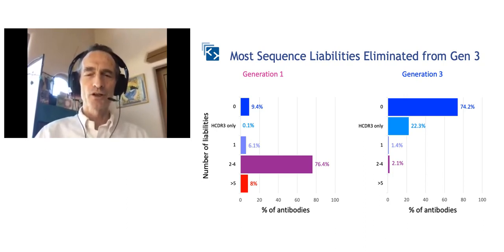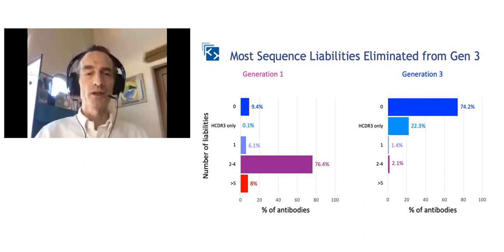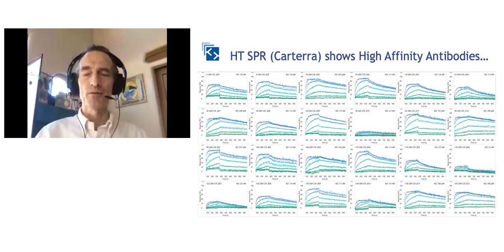One thing I forgot to mention was that we synthesize libraries exclusively for individual clients, and so each library is exclusive to that client. We only use the B cells, the donors, once. We never use them again once we've made libraries.